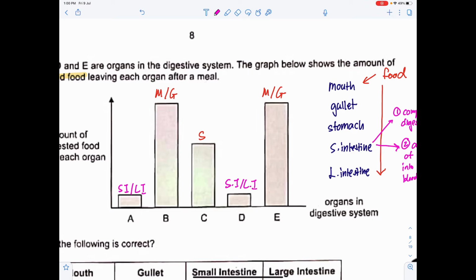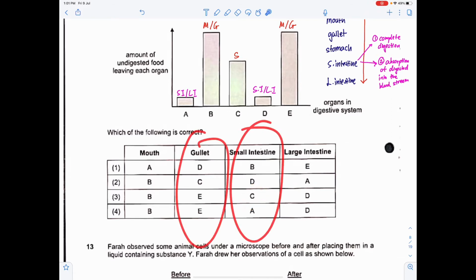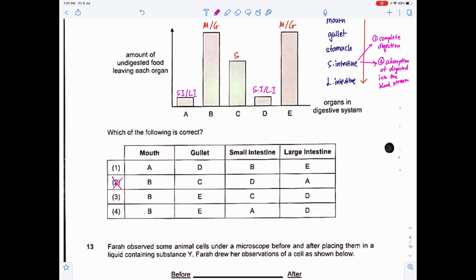Alright, so what do we do now? Now we try and fit this, and we use the elimination method and the options to figure out the answer. When you look at it, you would realize that C is supposed to be your stomach, yet there is no such option. You have C being the gullet for option 2 and C being the small intestine for option 3. That means these 2 are definitely wrong. So straight away you can cross out these 2 options.